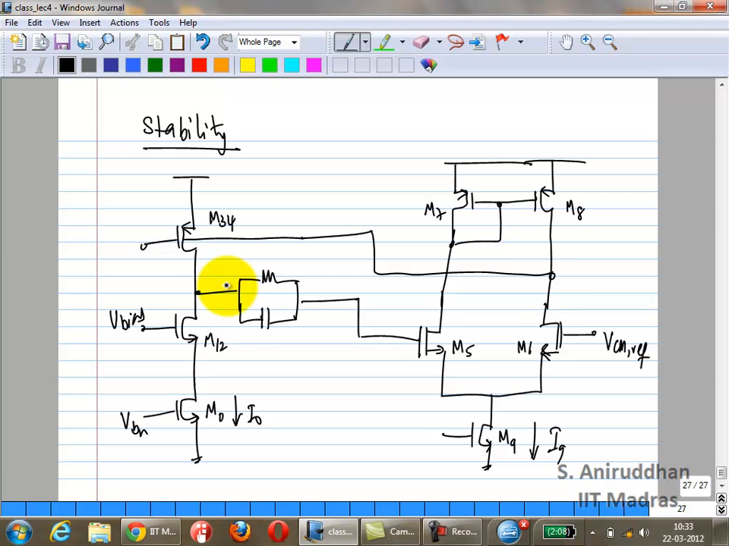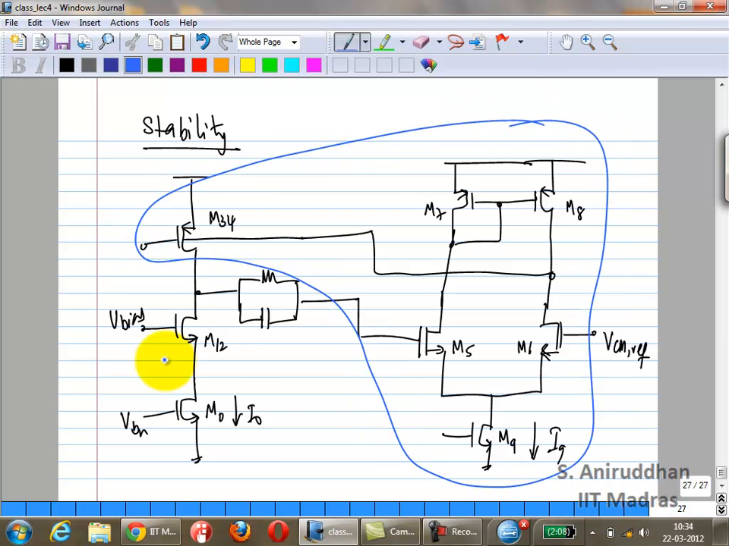Look at this portion. Look at these two portions. What are these? First of all, what is this? It's a cascode current source. You only have V bias. It's a cascode current source.